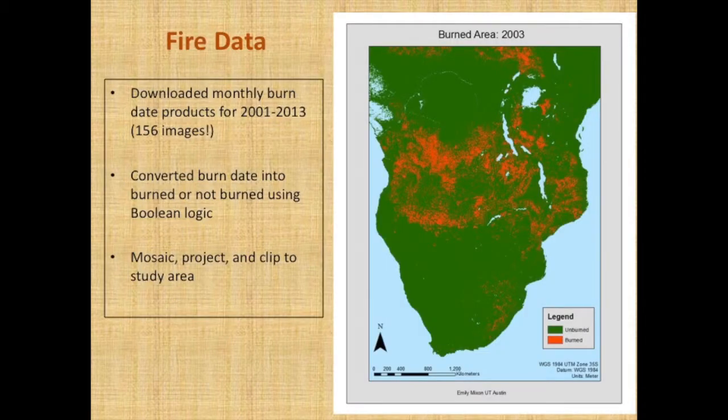I used two kinds of data for this project, data about fire and data about vegetation. I got monthly fire images from the University of Maryland. These pixels had the date on which the pixel had burned. I converted this data into simpler burned versus not burned data, which you can see here on this map, and changed it into annual instead of monthly images so that I could analyze the years between 2001 and 2013.